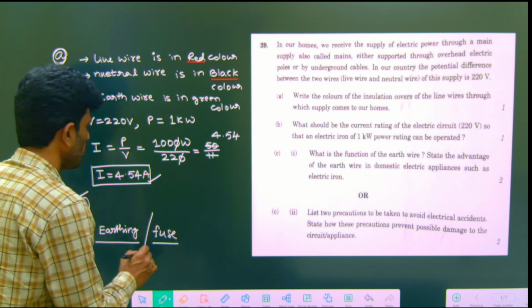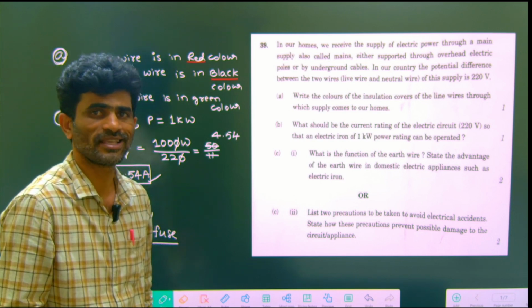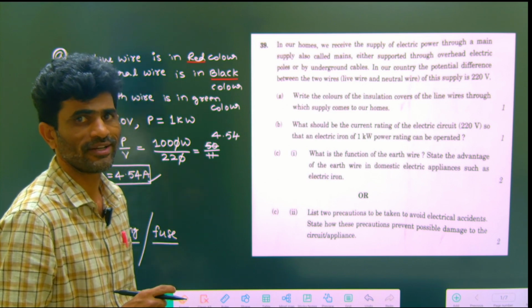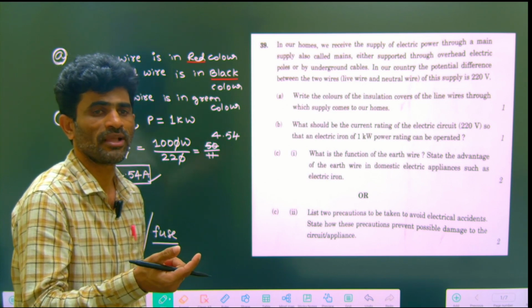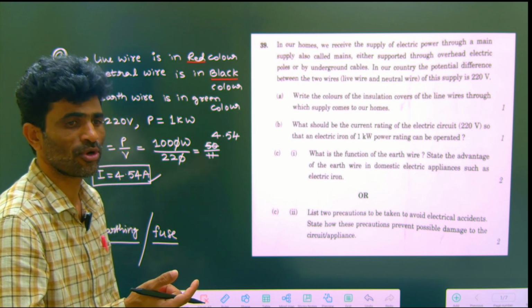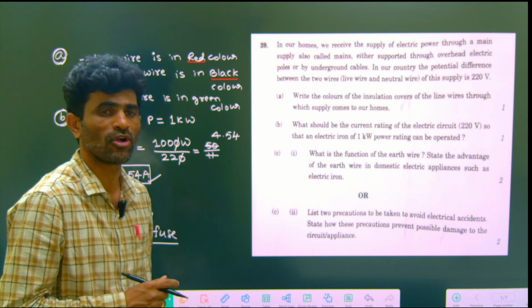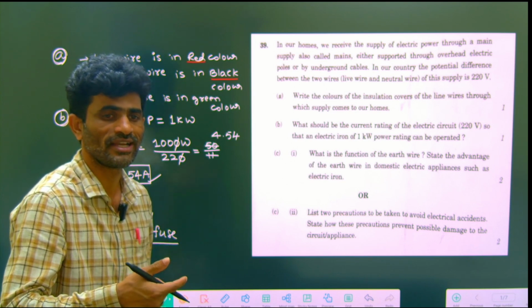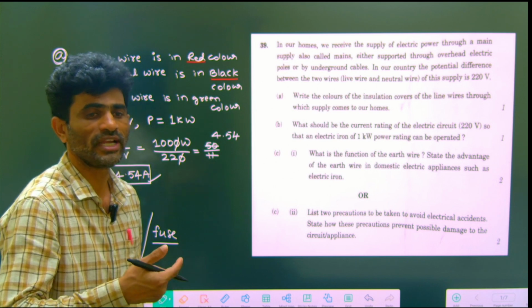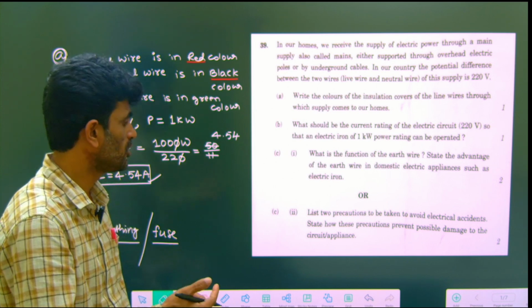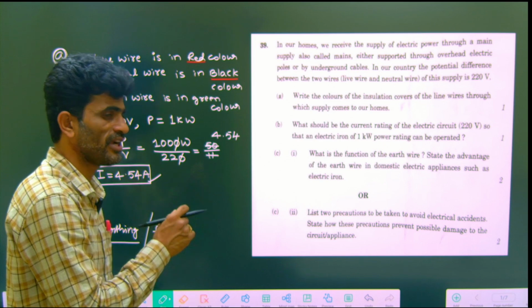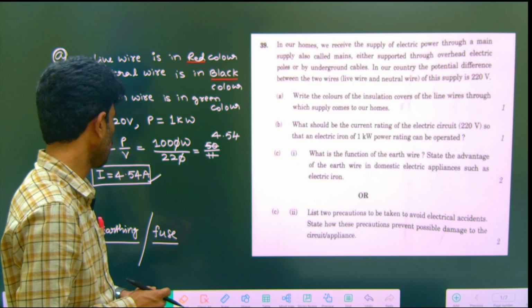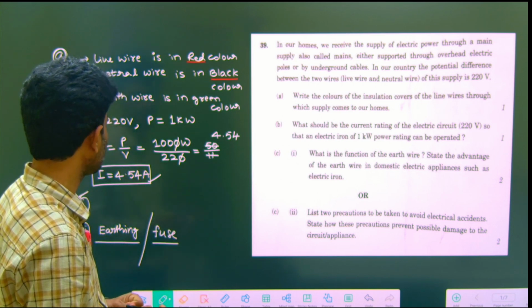How will the fuse protect? Whenever an excess amount of current is passing through the circuit, what happens? There will be some current rating. If it is more than that current rating, what happens? More heat will be produced. When more heat is produced, that wire will melt, because the fuse has a low melting point and high resistance. Due to its high resistance, more heat will be produced. When more heat is produced, due to its low melting point, it will melt. When it is melted, what happens? The circuit will be open, so that no current will be allowed into the home, so that all the remaining electrical appliances will be safe.